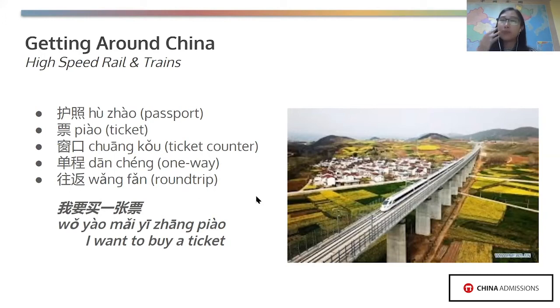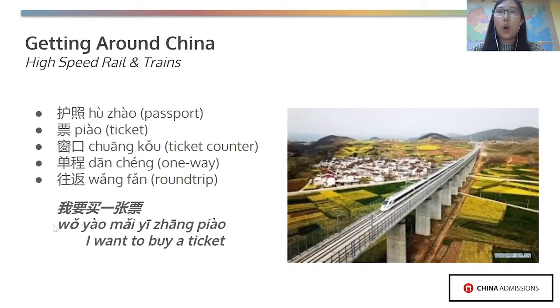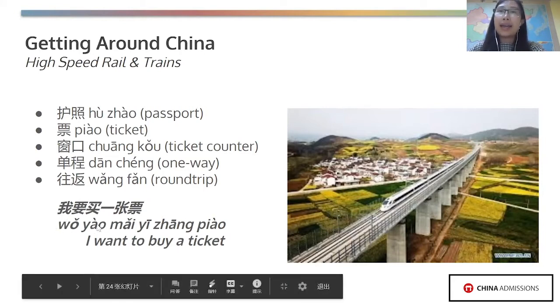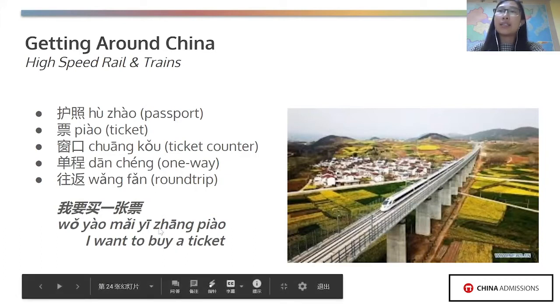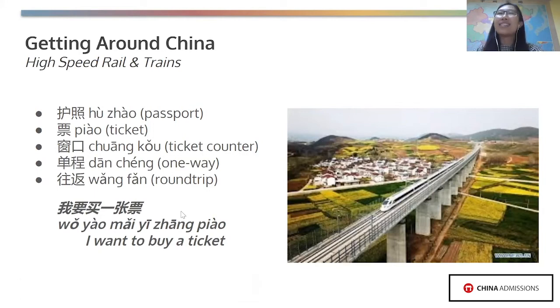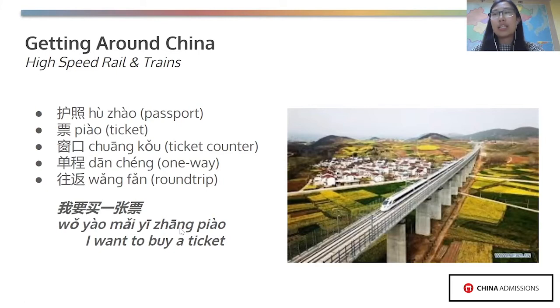Okay, now let's learn a full sentence. I want to buy a ticket. So, 我 is I, 要 is want, 买 is to buy. I want to buy 一张票. 一 is one, 票 is ticket. But what is the 张 for? Okay, so 张 is a measure word in Chinese. We always put it between the number and the noun. It's a special existence in Chinese, I think.